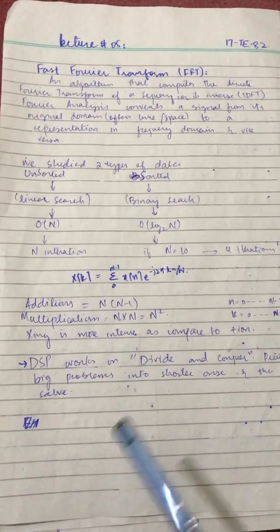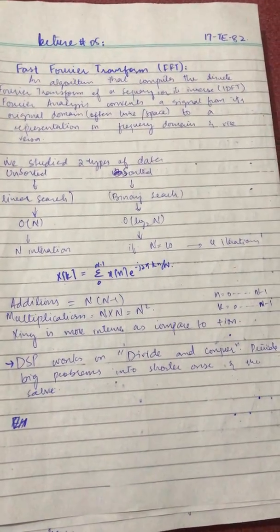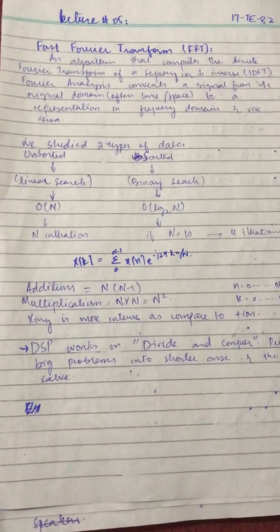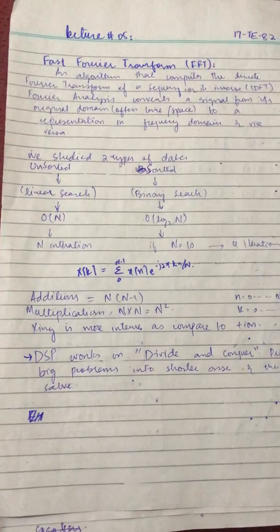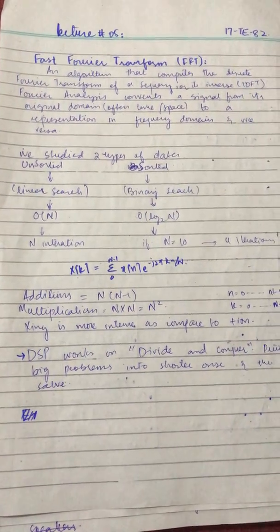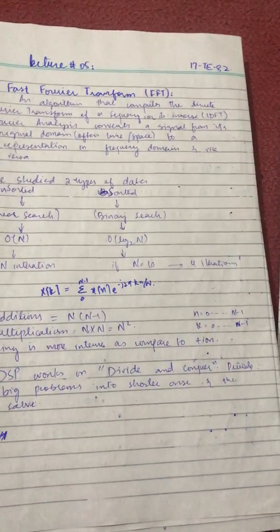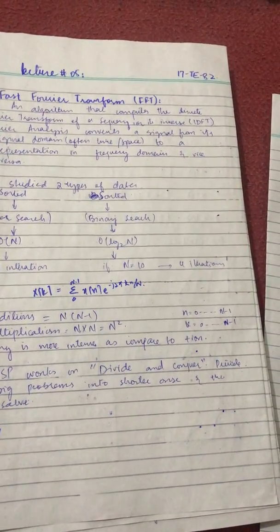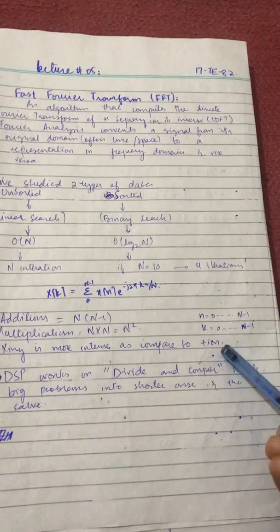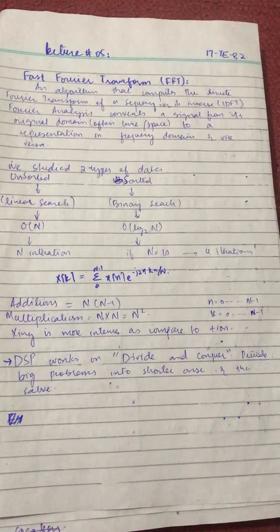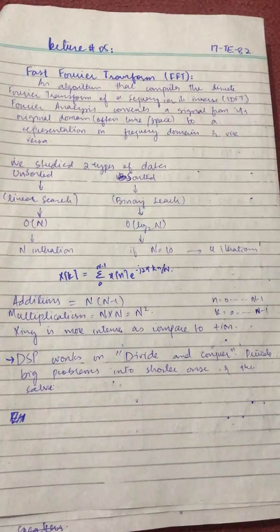This is the formula for the DFT, the discrete Fourier transform. In this case, the additions we have to do are equal to n into n minus 1, and the multiplications are equal to n square, where small n is from 0 to n minus 1, same for the k. Multiplying is more intense as compared to the addition.